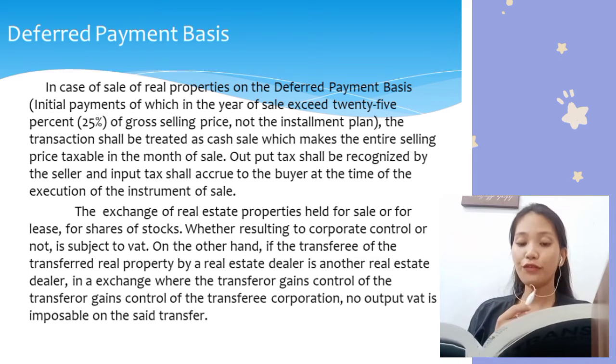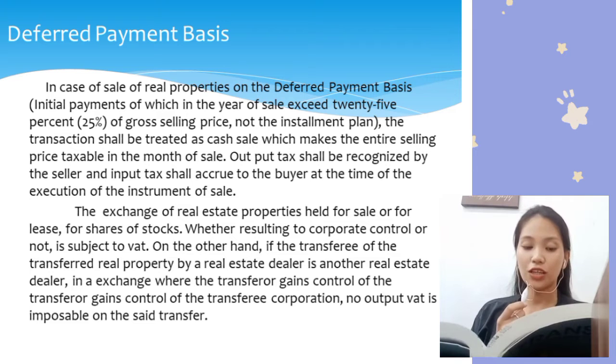So here we have the summarization and the tax implication of cash sale, installment sale, and deferred payment basis as regards the payment of VAT payable. So we have here the cash sale. The payment term is that the total selling price is paid immediately by the buyer. Please note that if the total selling price is paid immediately by the buyer, the payment of output VAT shall be reported during the month of sale.